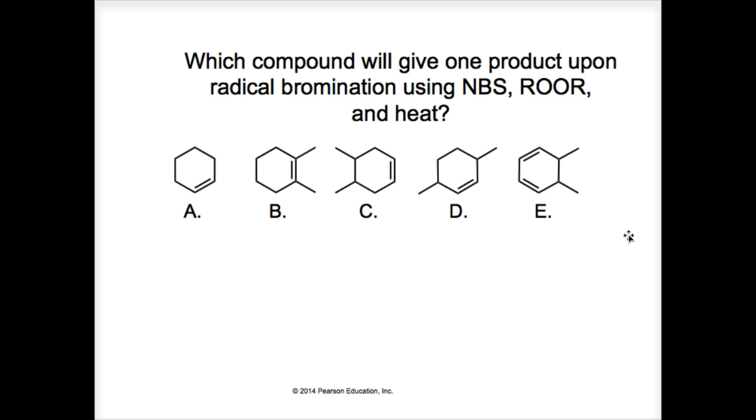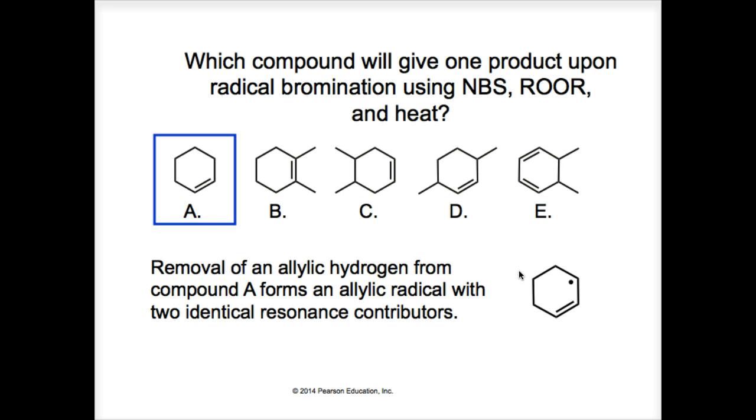Now, just a couple of exercises, a couple of problems to look at as we conclude. Which compound will give one product upon radical bromination using NBS, peroxide, and heat? So take a look at this, think about it, and we'll look at the answer. Okay, A is the best answer. Notice it says removal of an allylic hydrogen from compound A forms an allylic radical with 2 identical resonance contributors. And here's the radical that could be formed.